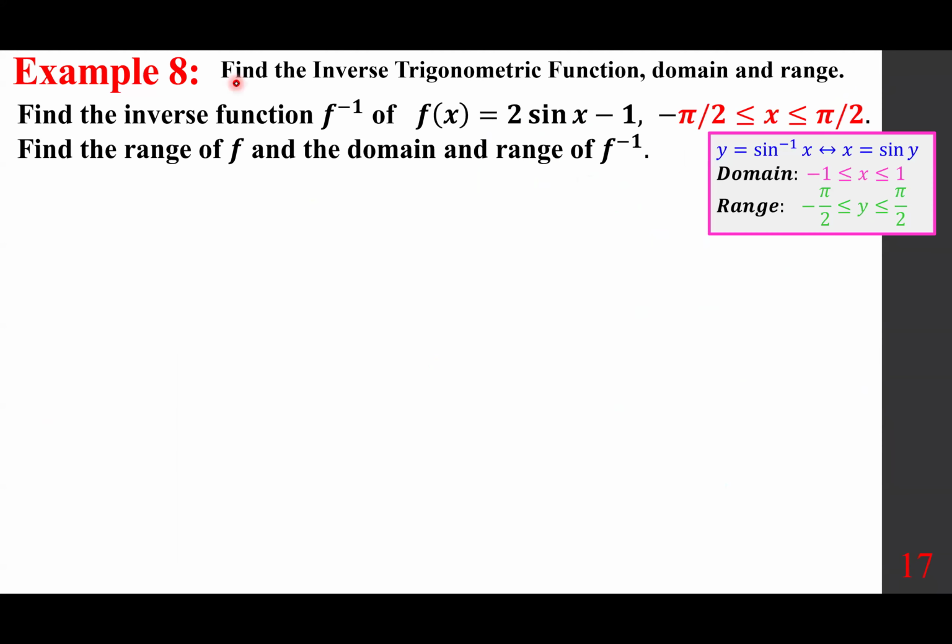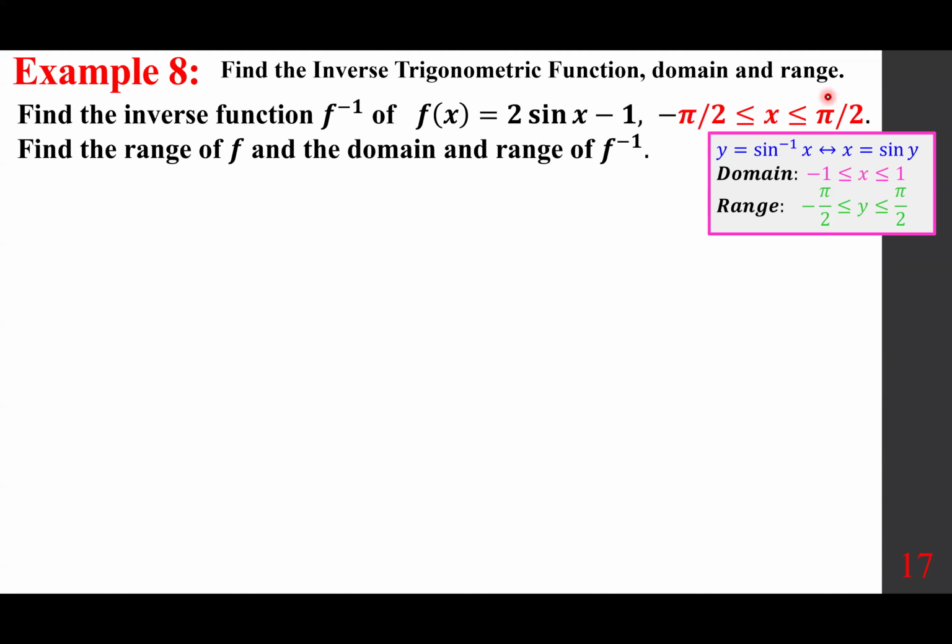Example 8, find the inverse trigonometric function, domain, range, and so on. Find the inverse function f inverse of f of x equals 2 sine x minus 1. Find the range of f and the domain and range of f inverse. In this case, they are giving us the domain: x is between negative pi over 2 and positive pi over 2.